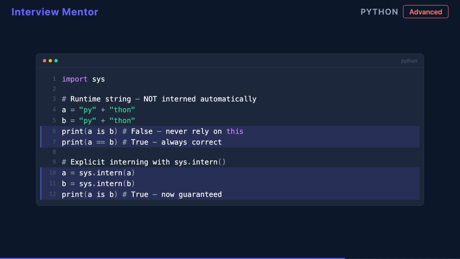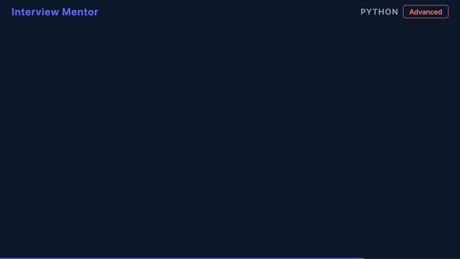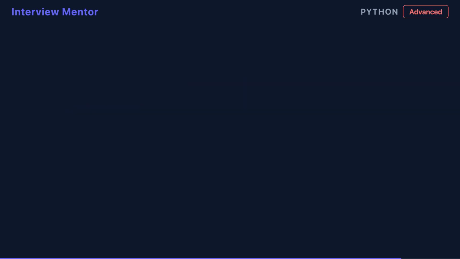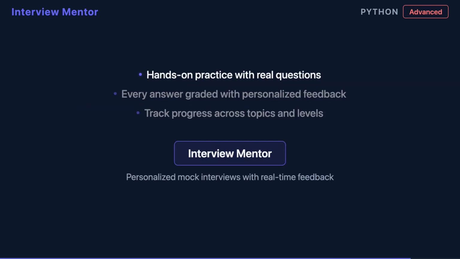But for all comparisons, always use double equals. It is always correct and never misleads you. String interning is a memory optimization, not a comparison tool. Always use double equals for strings. Never is.